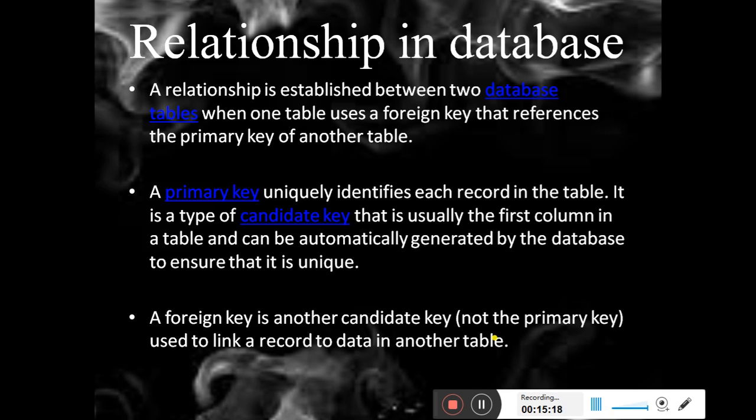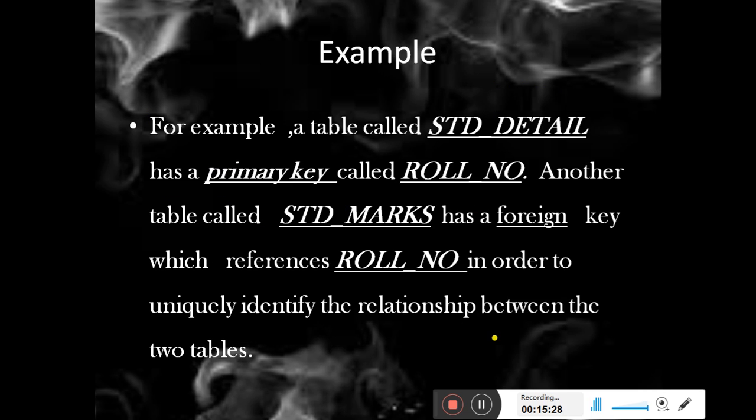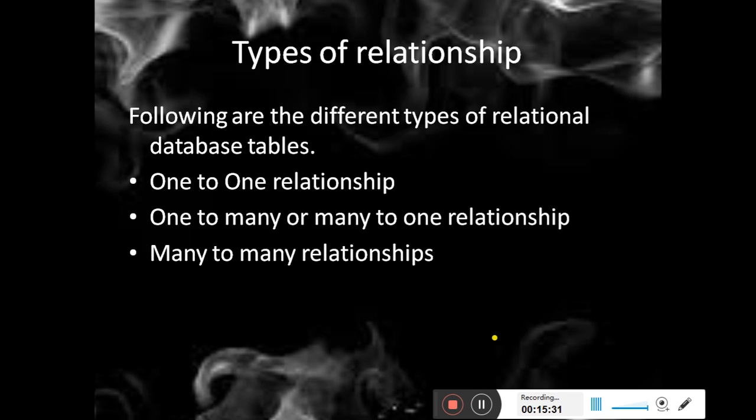Okay, and a foreign key is what? It is another candidate key used to link the record to the data in another table. Okay, and it is not the primary key. It is not working as a primary key. Then we have seen types of relationship. What are the types of relationship? There are three types of relationship. One is one-to-one relationship, another is one-to-many relationship, or you can say many-to-one relationship, and the next one is many-to-many relationship. So these are three different types of relationships.